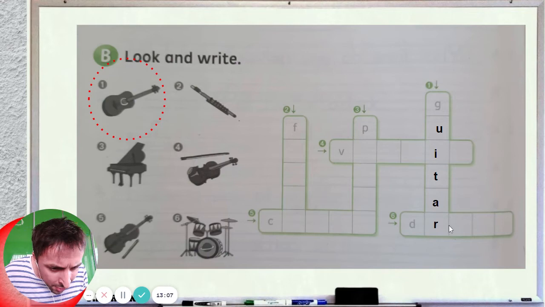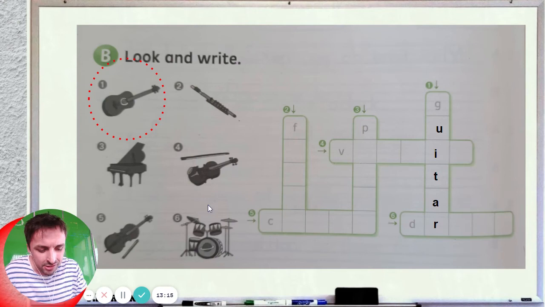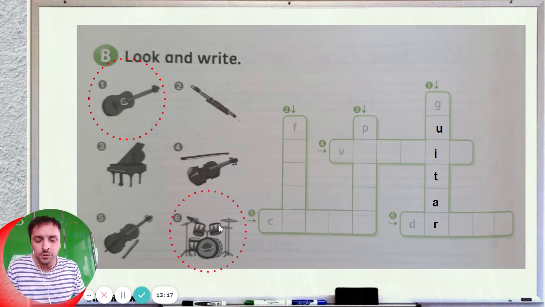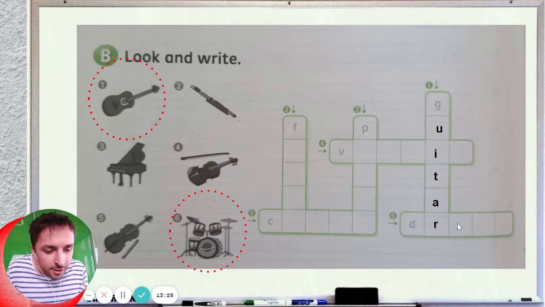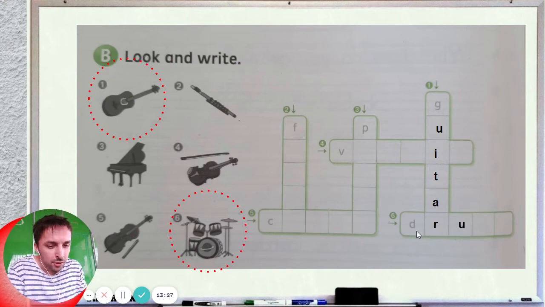Well, let's look at number six. Number six is here. What are these? What do we call that? Drums. That's right, it's the drums. How do you spell drums? D-R, next letter, U, D-R-U-M-S. Drums. Okay, so we have guitar, we have drums.